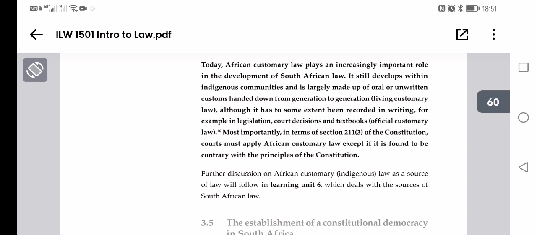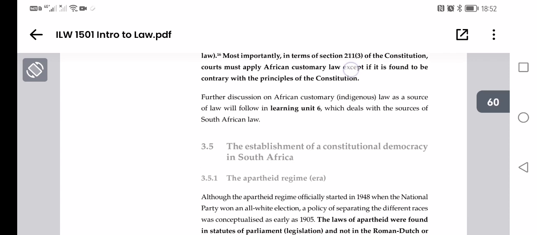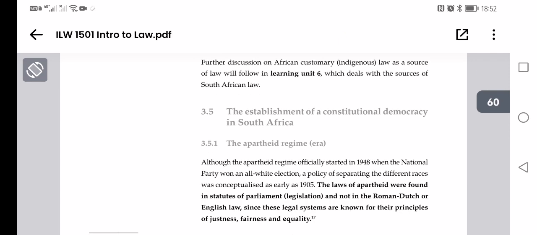Importantly, in terms of Section 211, subsection 3 of the Constitution, courts must apply African customary law except if it is found to be contrary to the principles of the Constitution. Further discussion on customary indigenous law as a source of law will follow in Learning Unit 6, which deals with the sources of South African law.